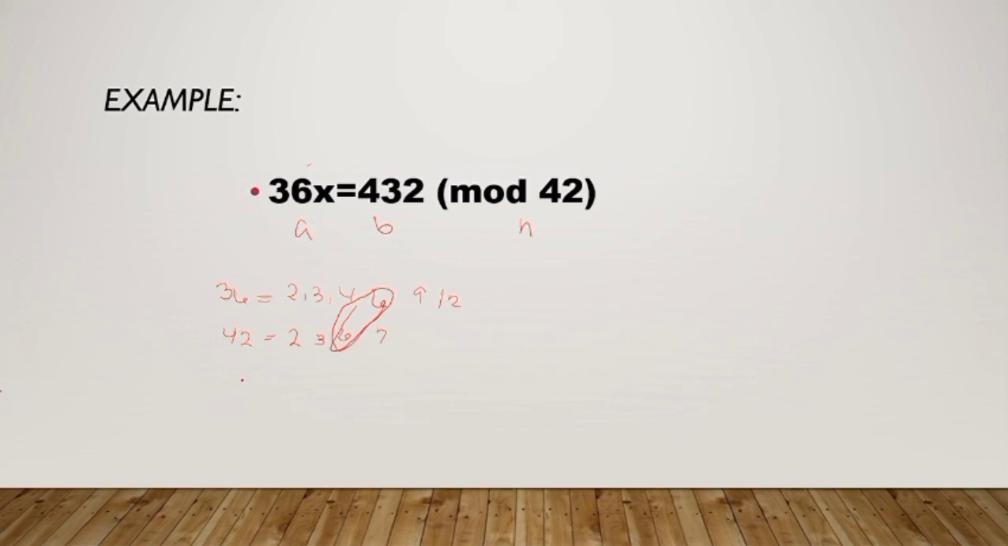In determining if the modular arithmetic has an integral solution or not, we need to check that the quotient is a whole number. So 432 divided by 6 is equal to 72. Therefore, this modular arithmetic has an integral solution.